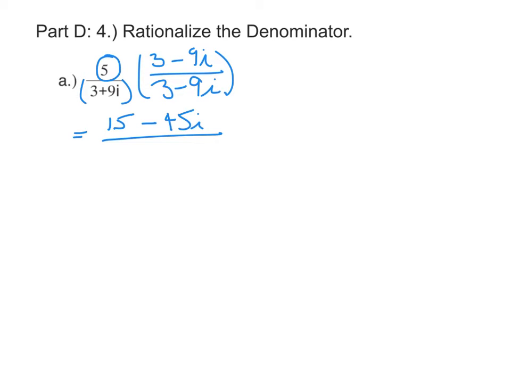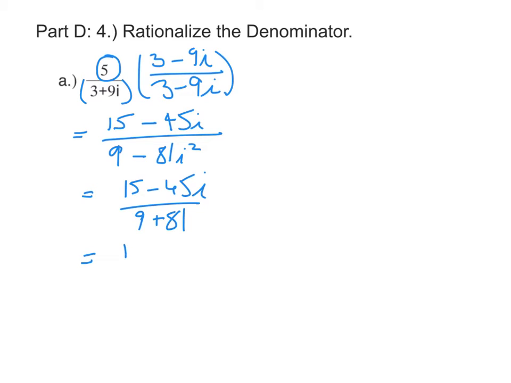So when we take 3 plus 9i times 3 minus 9i, we'll take 3 squared, which is 9, minus 9 squared is 81, and i times i is i squared. The thing about this i squared is that i squared is negative 1. So we have 15 minus 45i all over 9, and minus 81 times negative 1 is plus 81.